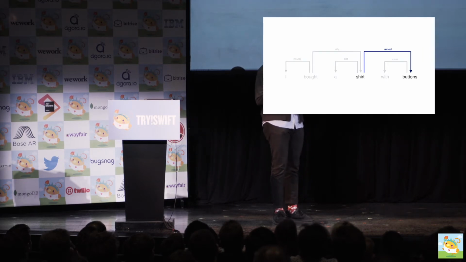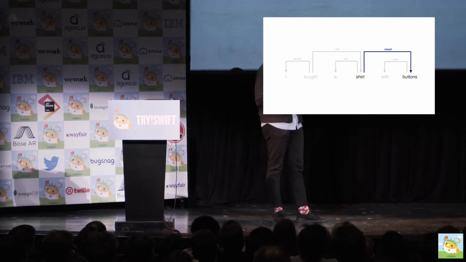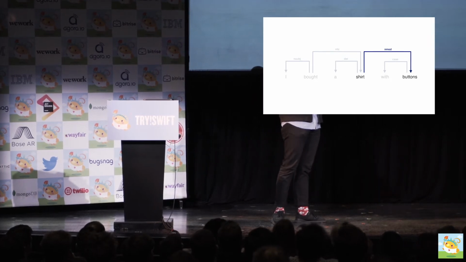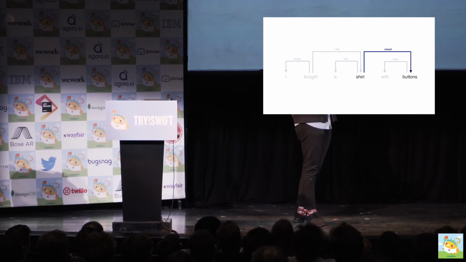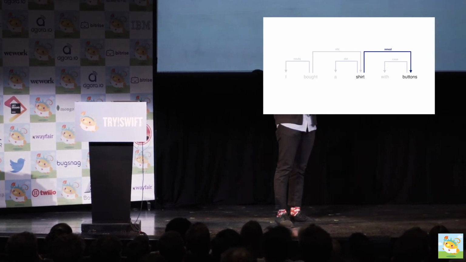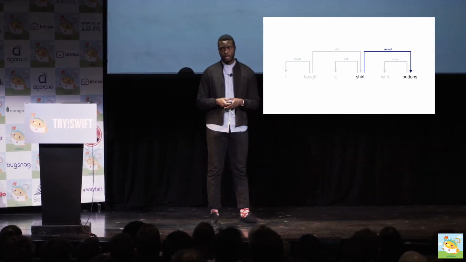So let's focus on this dependency that goes from shirt to buttons. Intuitively, we can see that this is the correct parse, as I, subject, bought, verb, a shirt with buttons, noun phrase. Well, this isn't the only parse we can get from it.